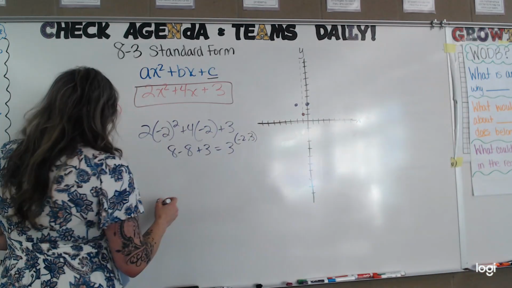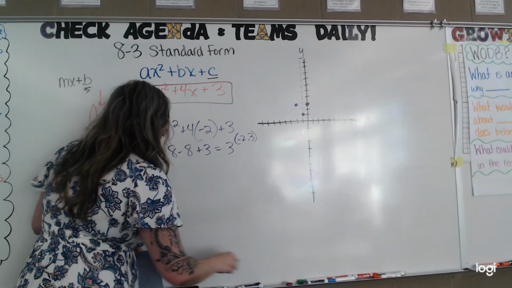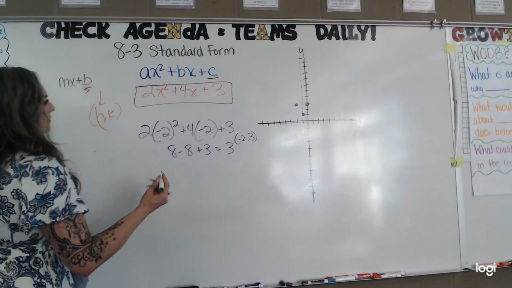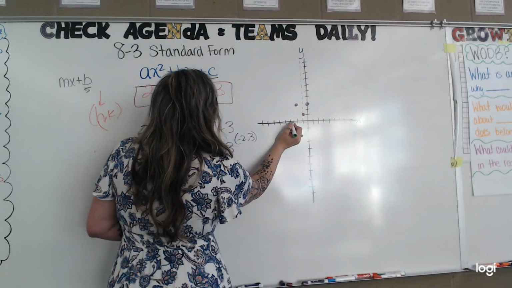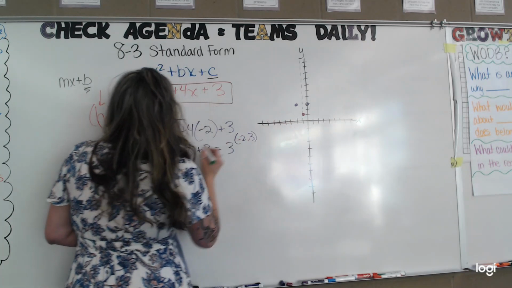Let's do another one. Maybe I want to go one more to the left. So I'm going to try negative 3 for x.